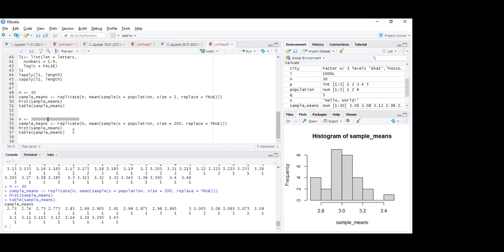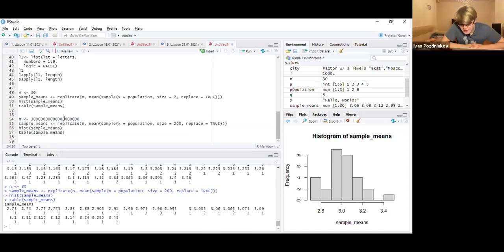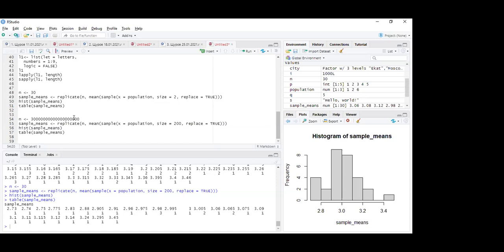Now I do not understand how many zeros there are. So I do not know. Just leave six zeros here. So I need to add more zeros.